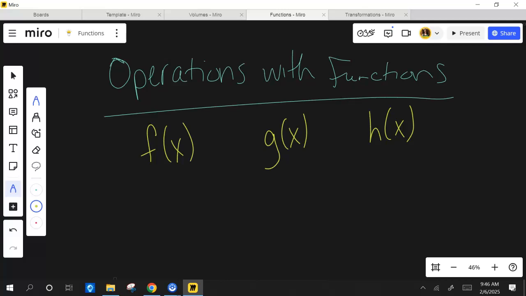That confused. Okay. It could, yeah. All right, so this is called function notation. Yes. I guess it could be.